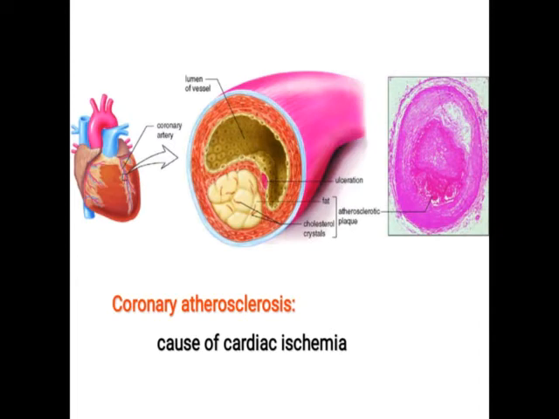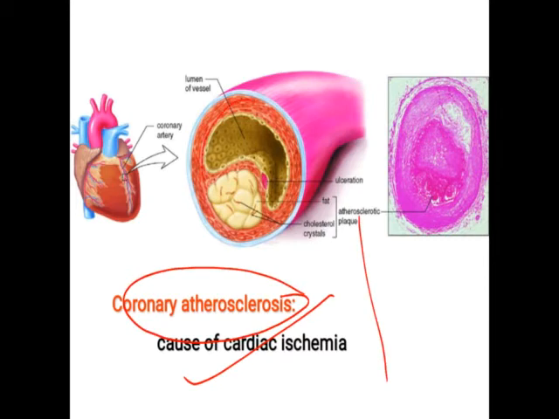So why does the insufficient supply of blood take place? The main reason is that coronary atherosclerosis is mainly responsible for causing cardiac ischemia. Generally, this is the artery, and this is the internal part of the artery, the lumen of the vessel. When there is no cholesterol deposition or atherosclerosis in the artery, the blood can flow normally through that artery and supply an efficient amount of blood, that is the oxygen, to the heart.